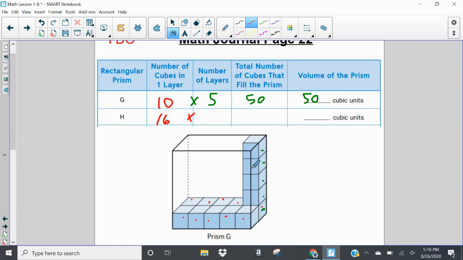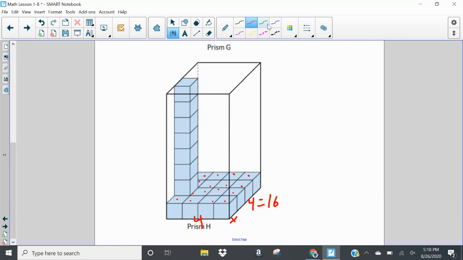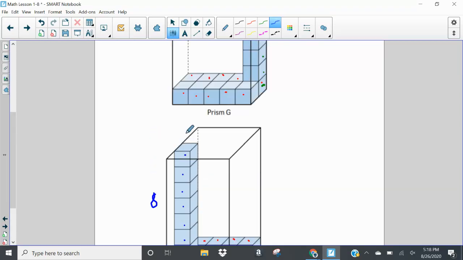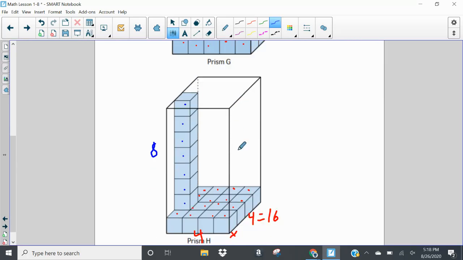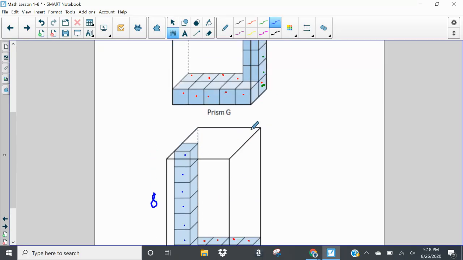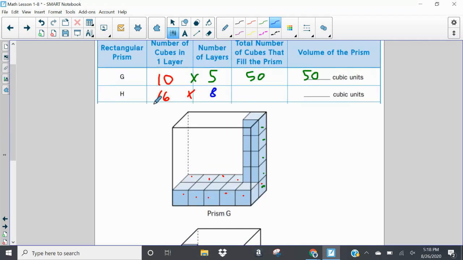Area of the base times the height. What's the height? How tall is this? Well, let's look. 1, 2, 3, 4, 5, 6, 7, and then there's one at the bottom that we can't see that it's stacked up on. So how many would that be? 1, 2, 3, 4, 5, 6, 7, 8. So the height is going to be 8. That's how many floors there are. There's a total of 16 rooms on each floor, and there are 8 floors. Think of it as a building. It might be helpful to you.